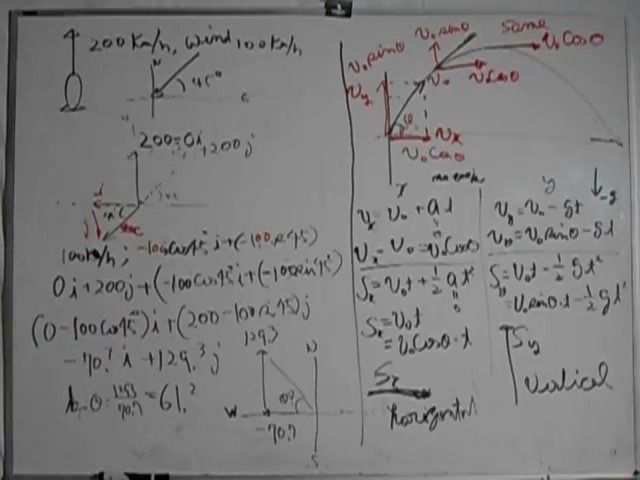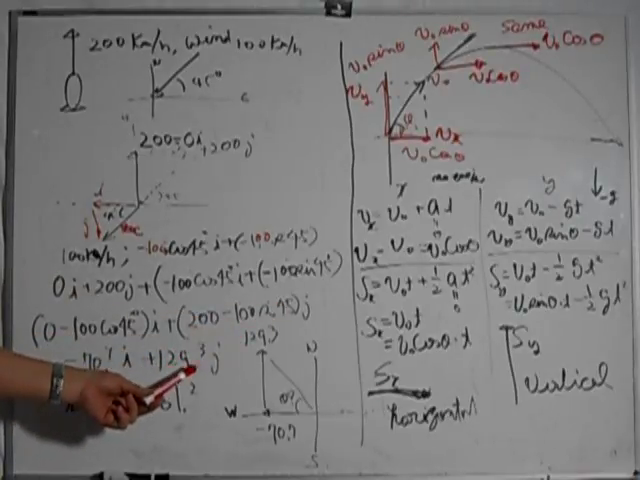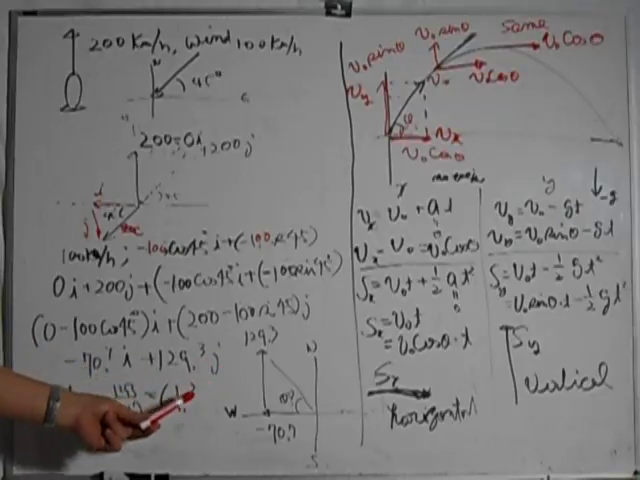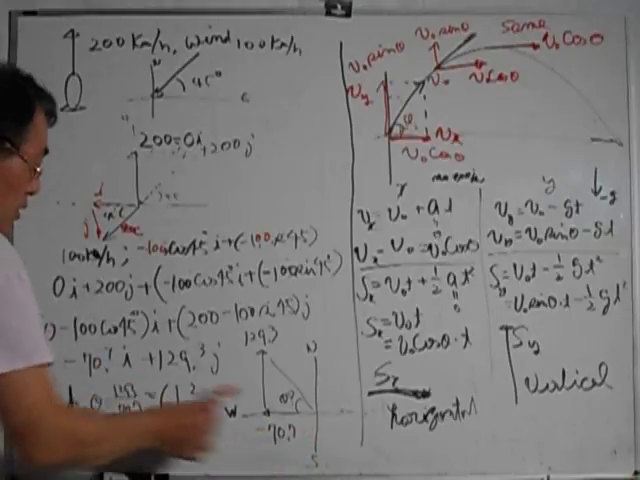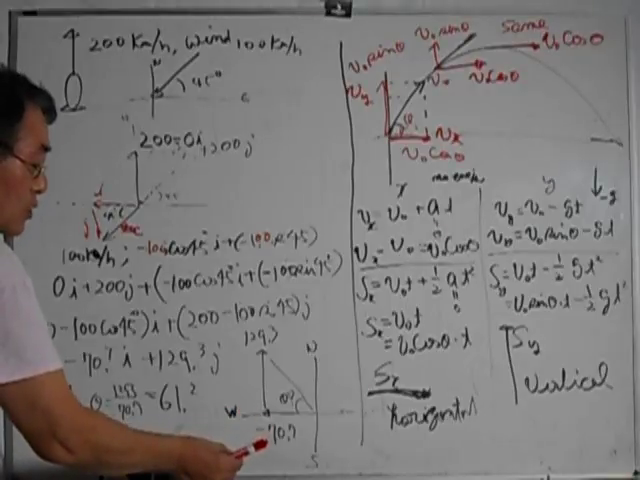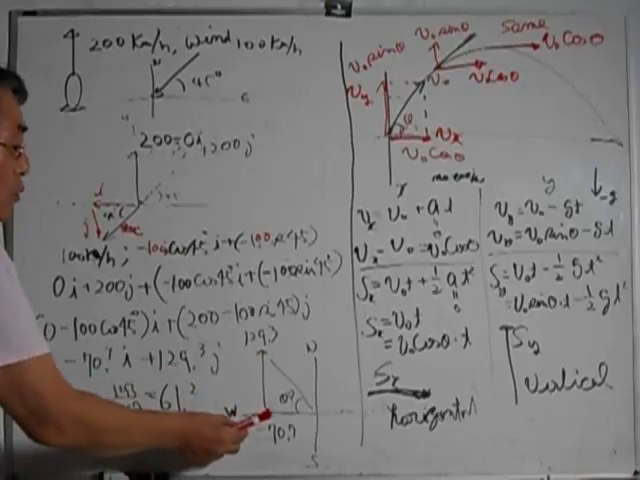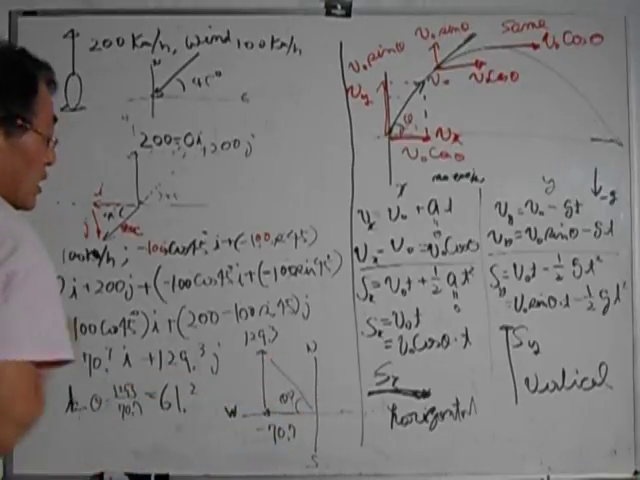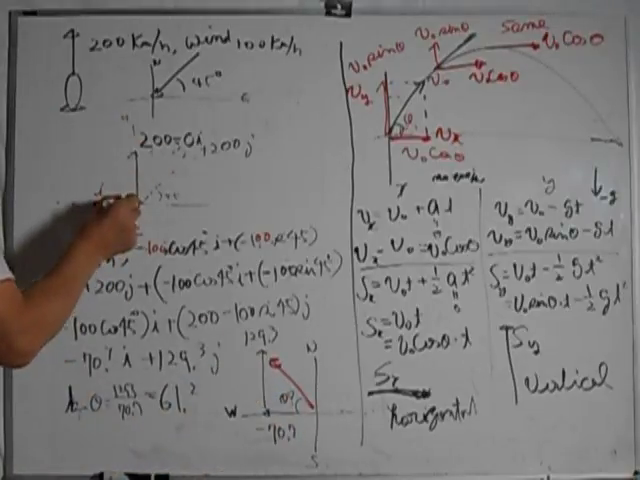I used a calculator. So minus 70.7i. This calculation is 129.3j direction. Okay, so I'm going to draw this on here, right there. So minus 70.7, so going left in the minus direction, and plus j direction going up, right there. So the airplane direction is this. So the actual direction is this. From here, the airplane should be going this way.